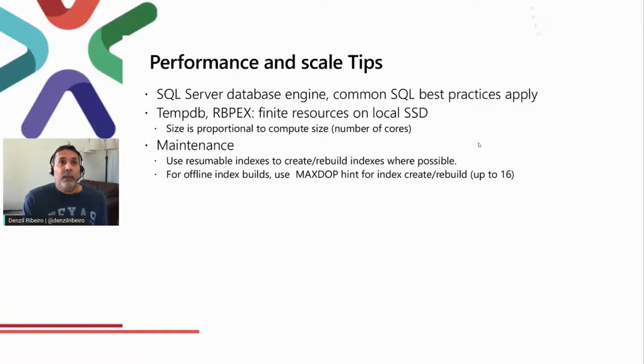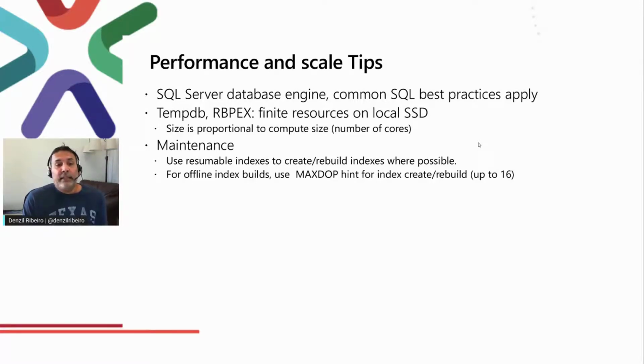So with Tempdb, for example, running large transactions or large temp tables in Tempdb, or even doing offline rebuilds, you can run out of Tempdb. So for maintenance, one of the best practices is using resumable index creation to create or rebuild indexes where possible, because that does it in smaller transactions. Saves on running out of Tempdb. Otherwise, your only option is to go to a higher tier.